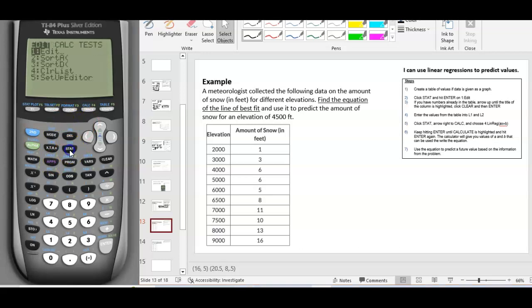Okay, so if you prefer to use the calculator, here's how you would do it. Remember, you would go to Stat and then hit Enter on Edit, go up and then clear each column, right? So we cleared L2, now let's clear L1. So now I'm going to pause the video while you can go ahead and enter this table into L1 and L2.